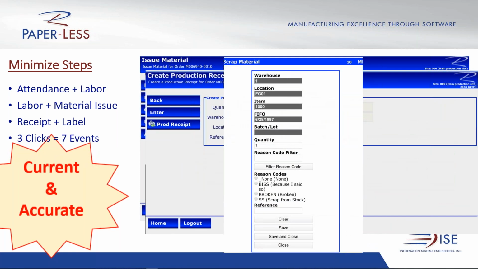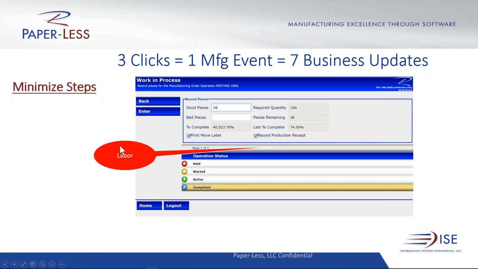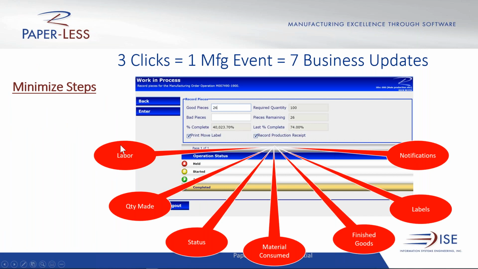Where you can have 3 clicks create 7 business events. And here are the different business events that can get kicked off. If I have 3 clicks where I've selected the job, I've entered a quantity and pressed the enter button, I could have recorded labor, quantity, the status update, the material that was consumed during that manufacturing process. I could have reported finished goods to inventory at the same time. I could have created labels, and then I also could have generated some notifications for how well we were doing or how poorly we were doing.